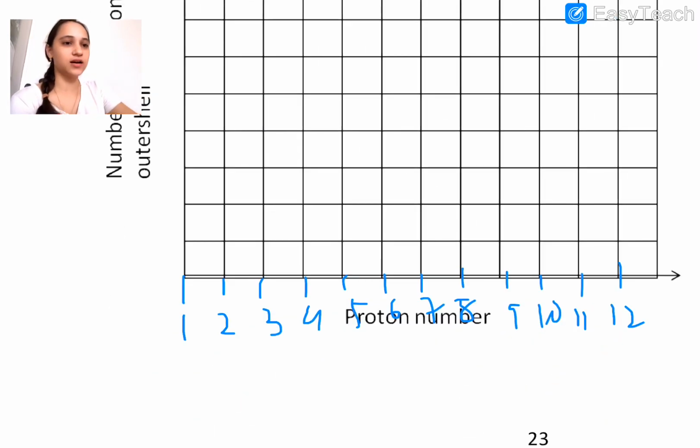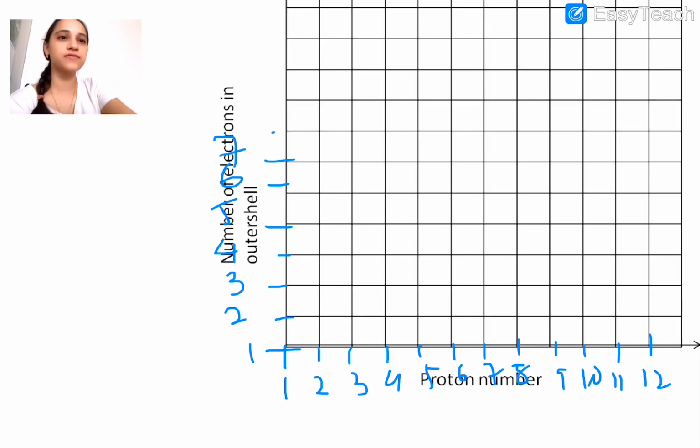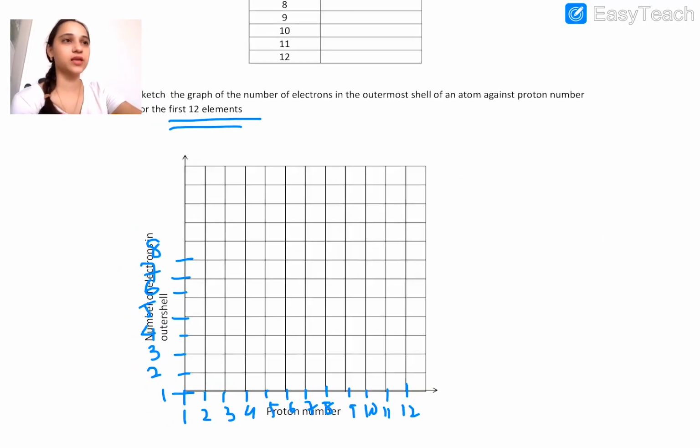So you have these proton numbers, and then the number of electrons in the outermost shell, you should have 1, 2, 3, 4, 5, 6, 7, and 8. It doesn't go beyond 8. You can't have more than 8 electrons in the outermost shell. So that should help you. So get the numbers and then you can plot the graph. Just plot it in your copybook. Okay, and you send me an image. I'm going to correct that for you.